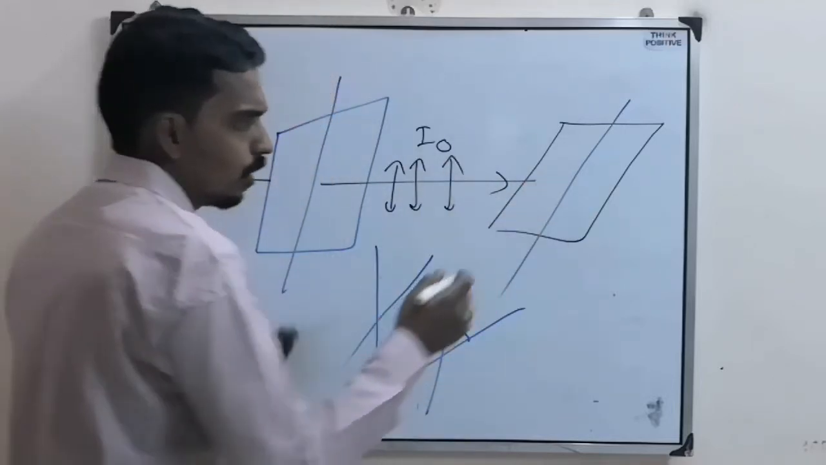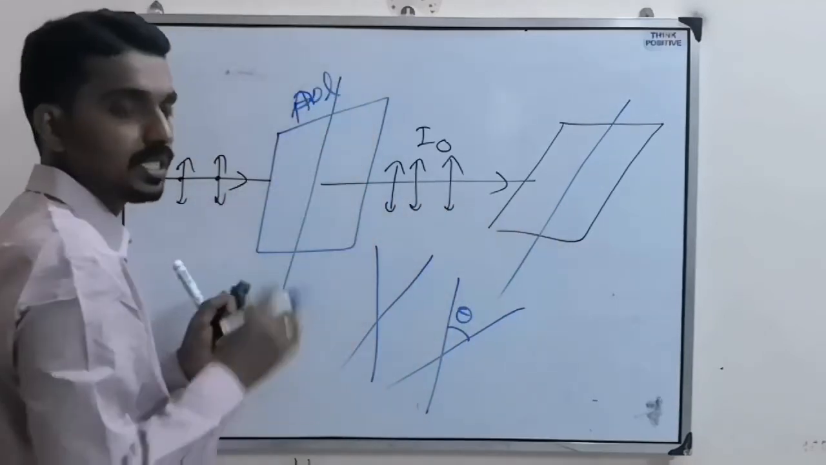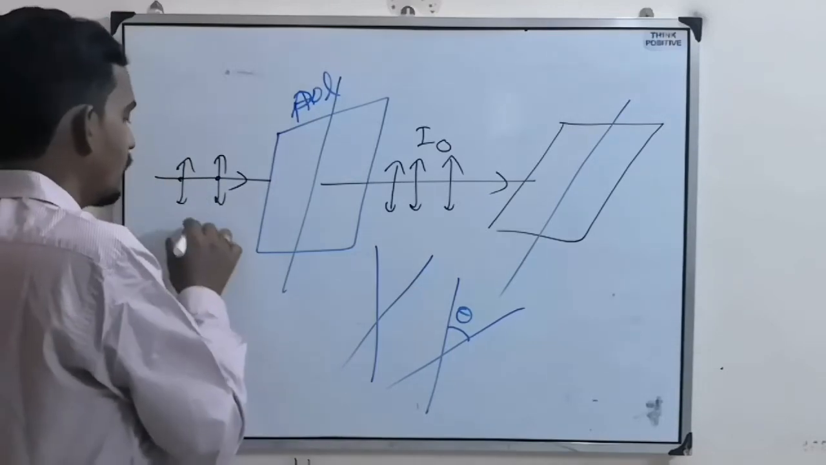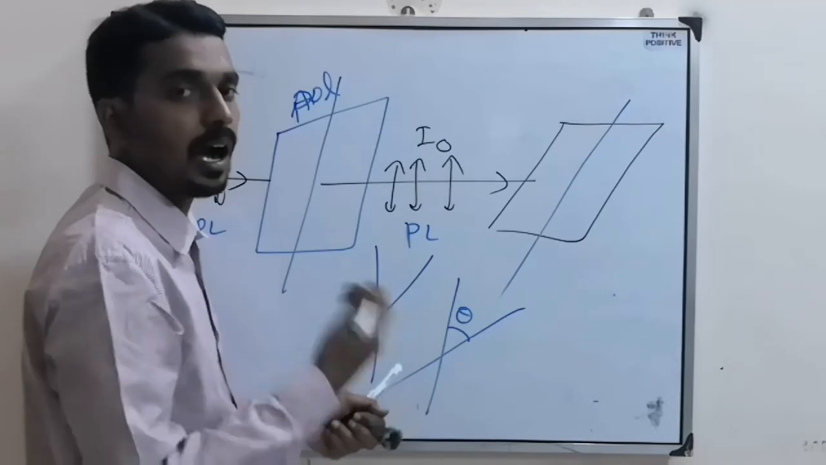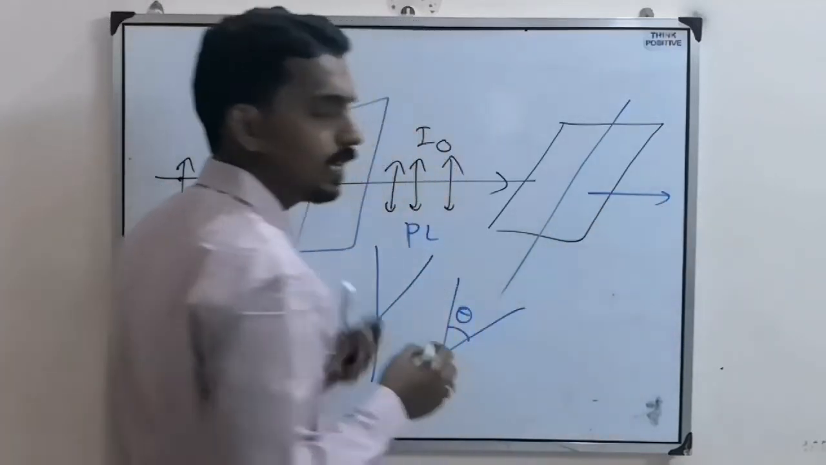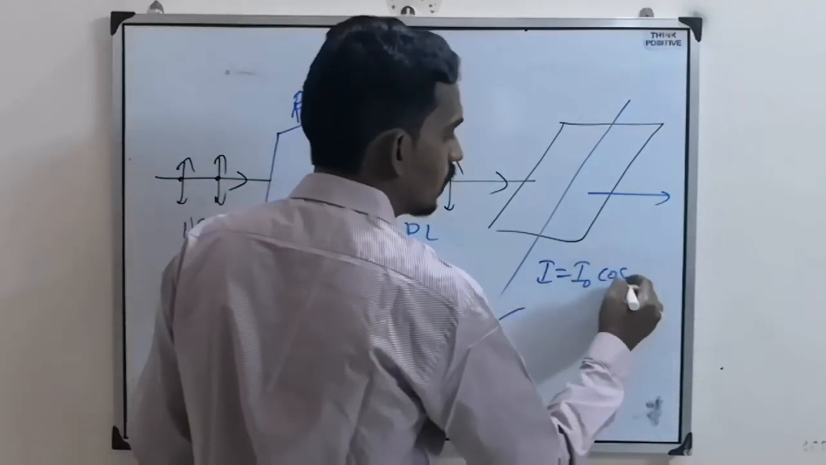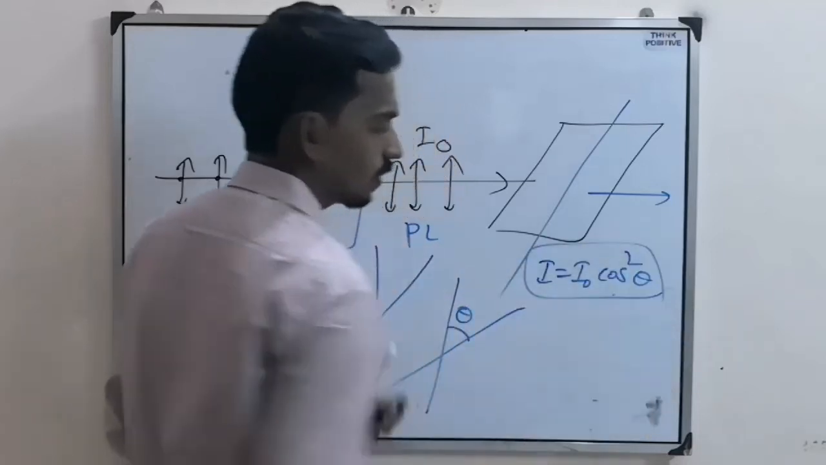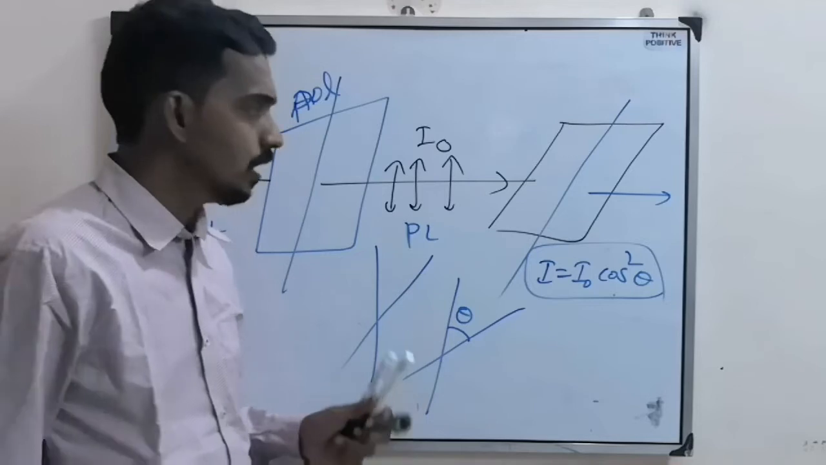Now this we call a polarizer, which can convert unpolarized light into polarized light, so that the intensity becomes half. And here the intensity coming out is given by the formula I equal to I naught cos square theta. This is called Malus law. What is this Malus law?